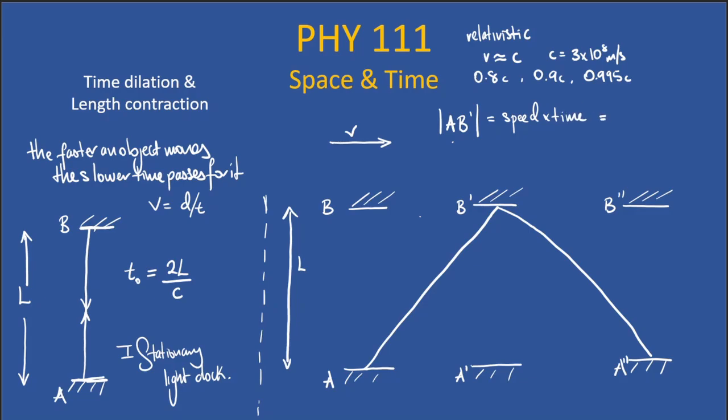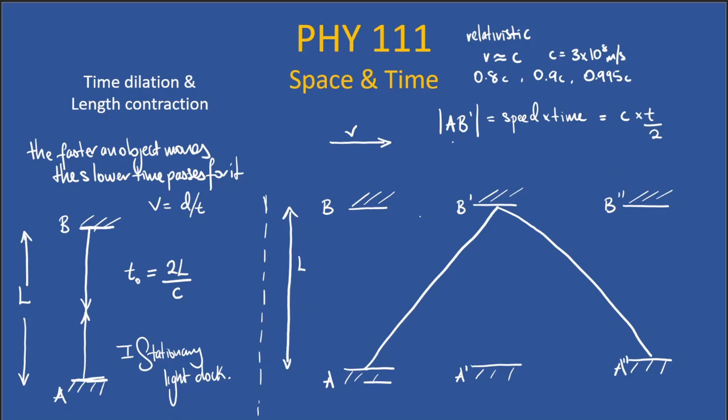So what's the speed of the light pulse? That's c. And what is going to be the time taken for it to go from A to B prime? We know that's going to be half of the total time going from A to A double prime. So that's half of the full cycle. So we can say it's c times t over 2. So A to B prime is c times t over 2.